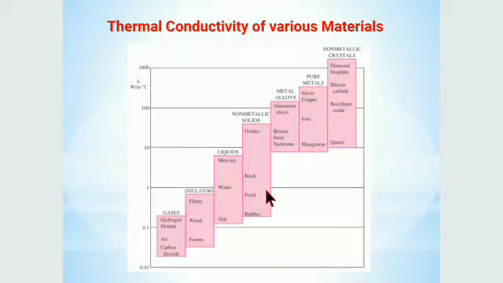Then metallic alloys: aluminum alloys, bronze, steel, nichrome. Pure metals: silver, copper, iron, manganese. And the last one is non-metallic crystals: diamond, graphite, silicon carbide, beryllium oxide and quartz.